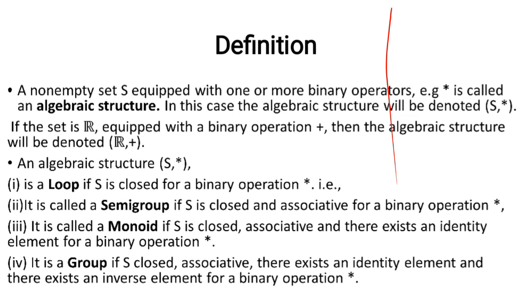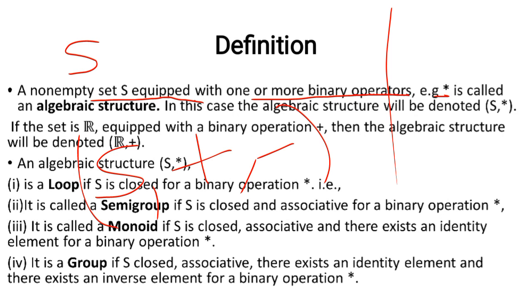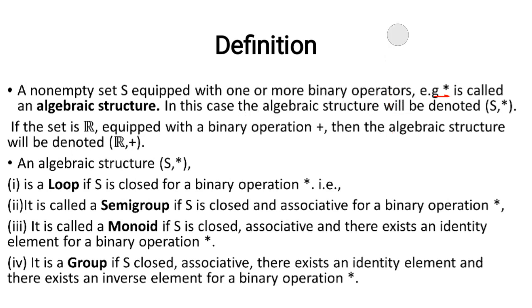A non-empty set S equipped with one or more binary operations, say asterisk. So you can have a non-empty set S, and it can have binary operations, say plus and minus. So this is called an algebraic structure. Okay, so let's see the definition properly. We say a non-empty set S equipped with one or more binary operations, say asterisk, is called an algebraic structure. Okay, so in our case with the binary operation asterisk, this is how it will be denoted.